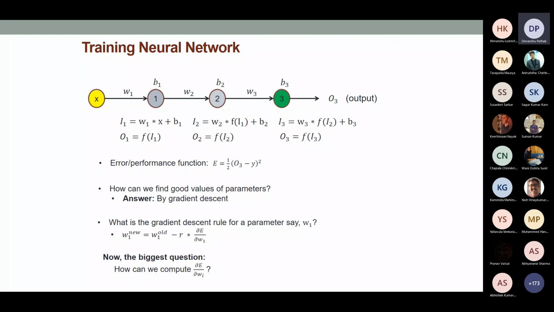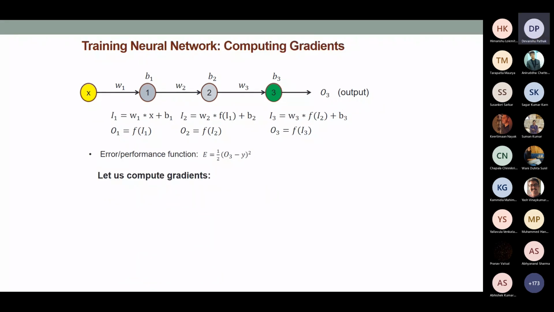So the biggest question, of course, is how can we compute del E del Wi? We know that's the only way we can go forward. But then the question is how we can compute it. Here the question of efficiency comes into the picture, because when you're dealing with a large network, you need efficient computation. Otherwise, this is going to take maybe months or maybe years. So let's compute the gradients.